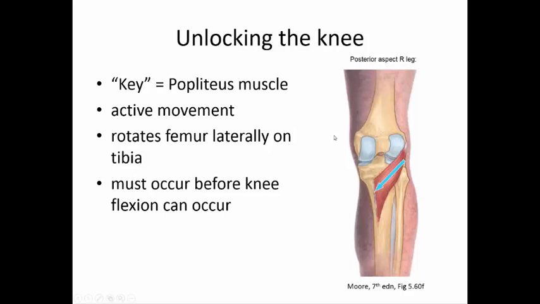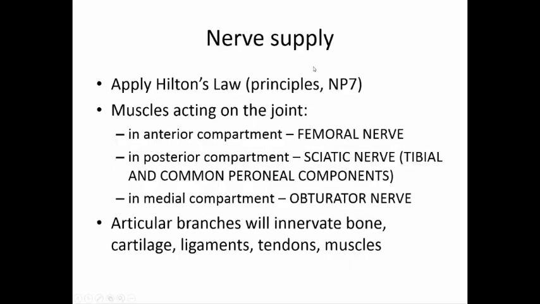Don't forget that these movements, so locking the knee, rotating the femur medially, are only relevant in a closed chain movement. If you were doing an open chain movement, the tibia might be the one rotating on the femur. For the nerve supply, at the knee we follow Hilton's law. That states that the same nerve which innervates the joint will innervate the muscles across the joint, will innervate the blood vessels that supply the joint, and will innervate the skin over the joint.